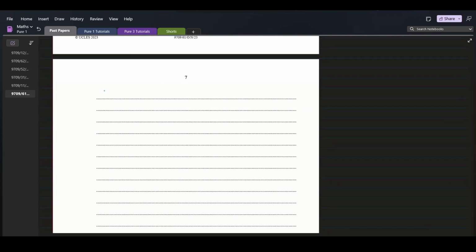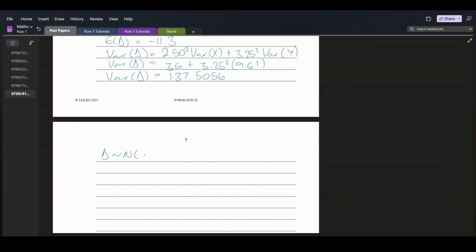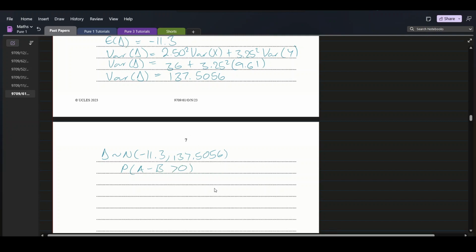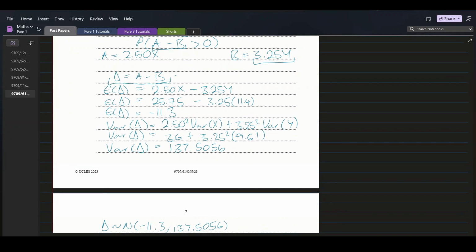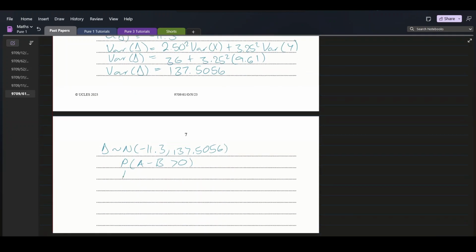And this means that D follows a normal distribution with mean negative 11.3 and variance 137.5056. And we said we wanted the probability that A minus B is greater than 0, and we defined A minus B as D. So this means that what we're looking for is the probability that D is greater than 0. So if we standardize, it becomes 0 plus 11.3, all over the square root of 137.5056.